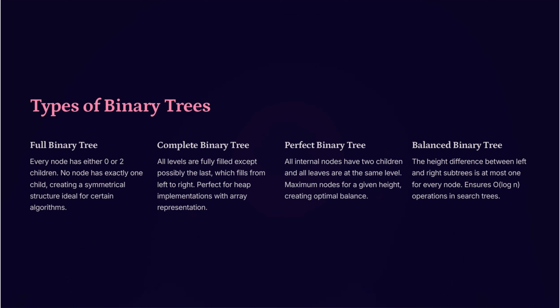Binary trees come in various forms, each with unique properties. A full binary tree ensures every node has 0 or 2 children, creating symmetry. Complete binary trees fill levels left to right, ideal for heaps. Perfect binary trees have all leaves at the same level, maximizing nodes. Balanced binary trees maintain height differences, ensuring efficient operations.